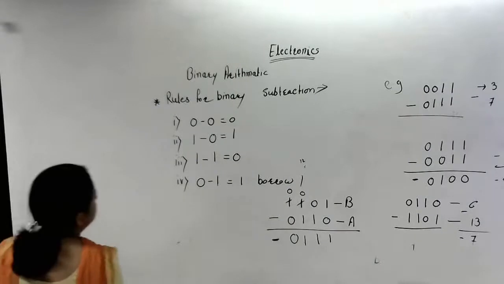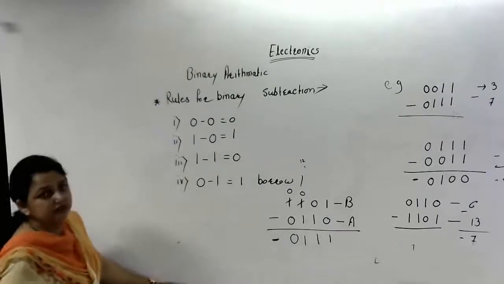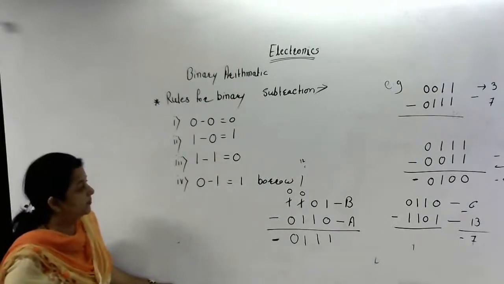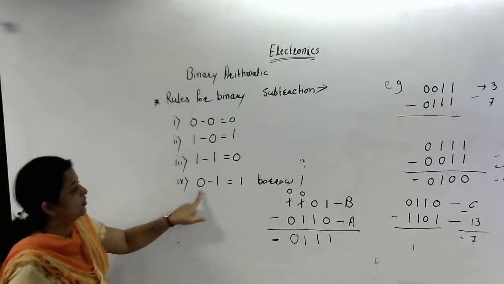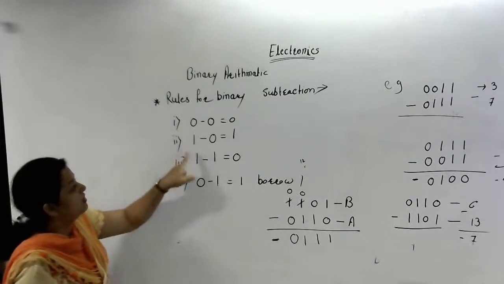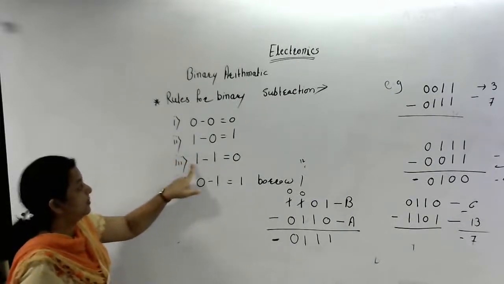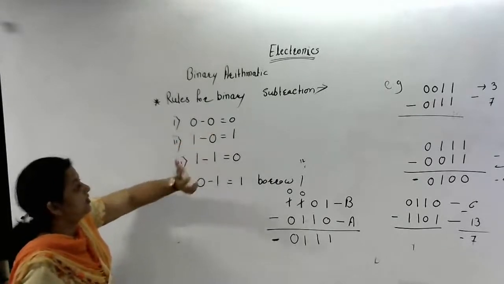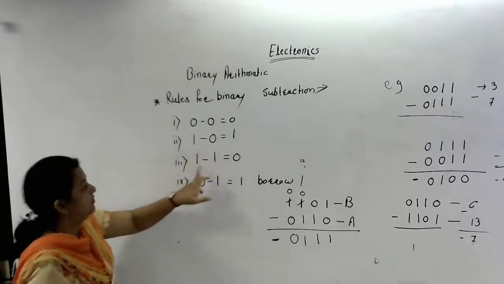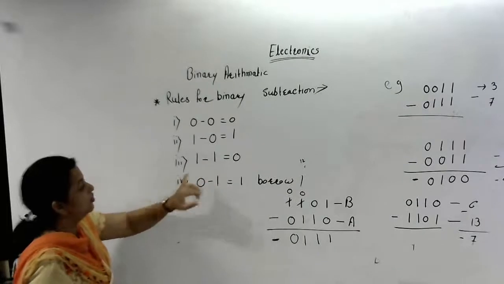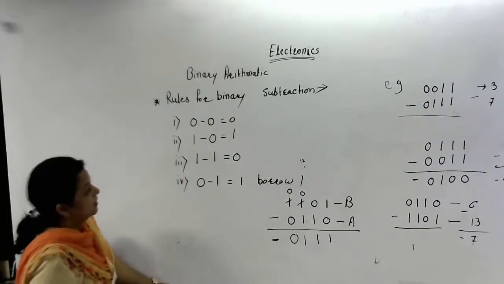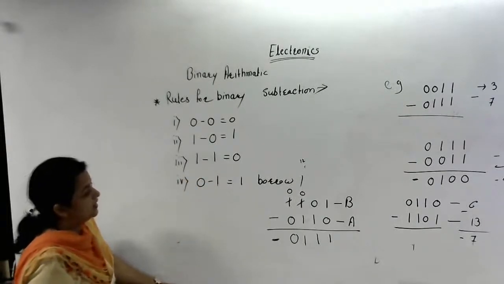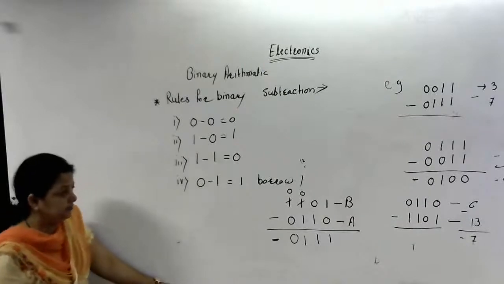Will you able to perform any subtraction? Okay. Only this rule you have to remember. All other rules are similar to your decimal subtraction. 0 minus 0 is 0. 1 minus 0 is 1. 1 minus 1 is 0. All these three rules are similar. Only 0 minus 1, answer is 1 and borrow 1.